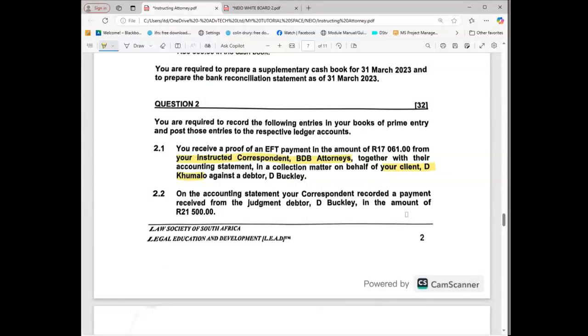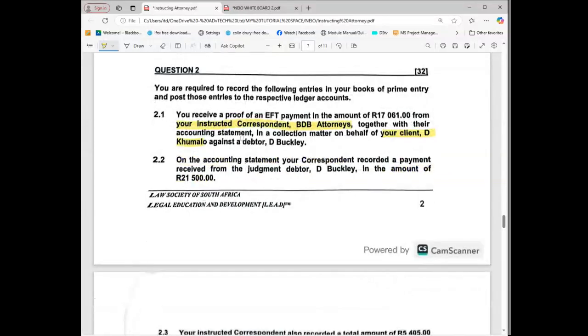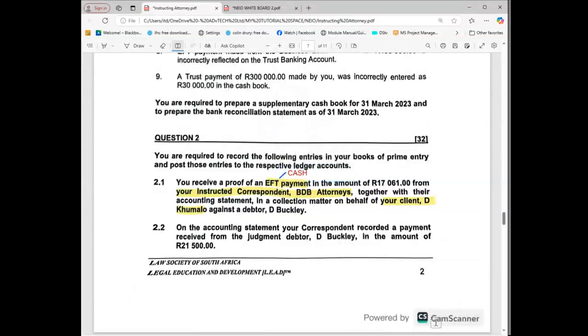Are you ready? Yes. No problem. Now we start. 2.1. EFT means one thing. It means I received. You agree with me? Cash. There's no way that you can receive EFT and say I didn't receive cash. No, EFT is cash. Are you with me? Yes. For how much? For 17,061 from your instructed correspondent.